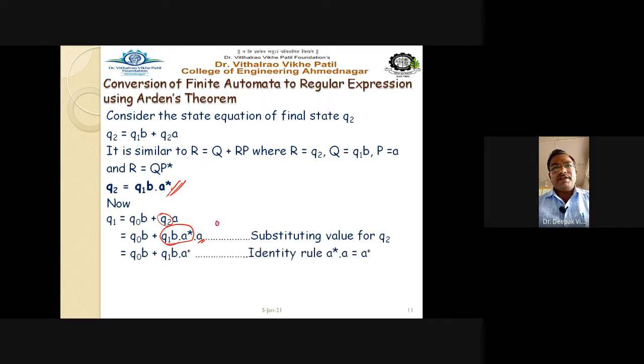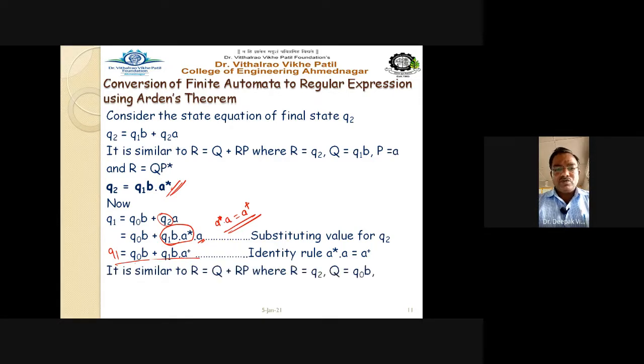Now you know that A star dot A is nothing but your A raised to plus, from our identity rule. So it is the same as written here, right? So this becomes Q1 equal to Q0B plus Q1B dot A raised to plus. Now compare this with Arden's equation. So I get here it is similar to R equal to Q plus RP, where R equal to Q1, Q equal to Q0B, and P equal to B dot A raised to plus, right?